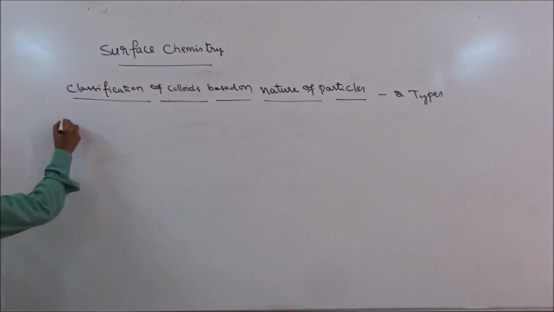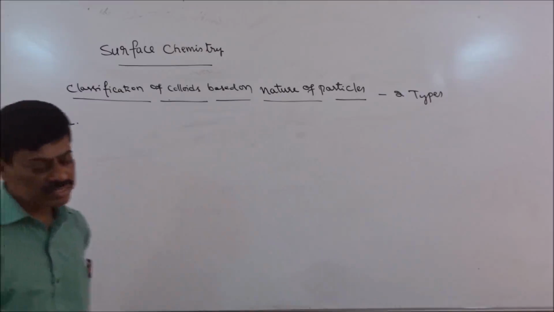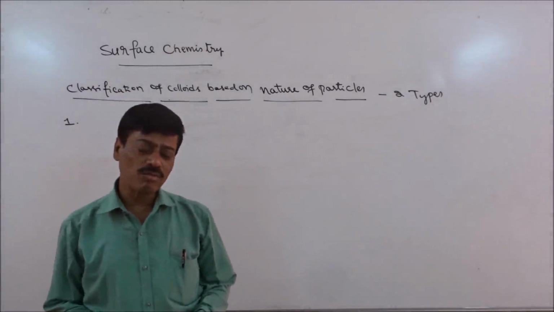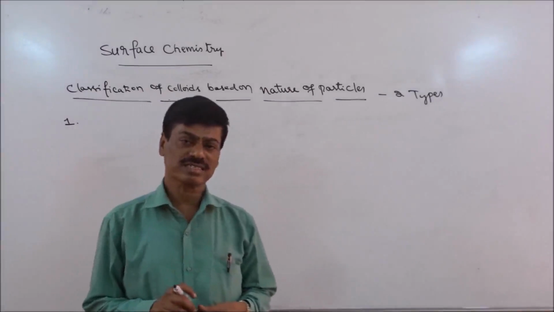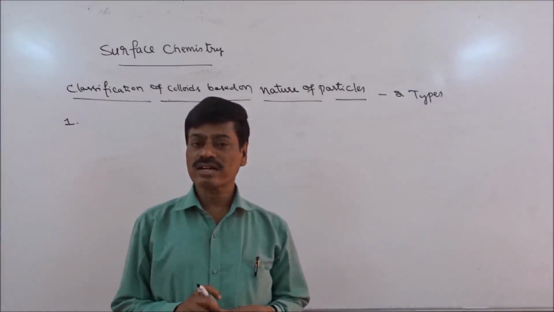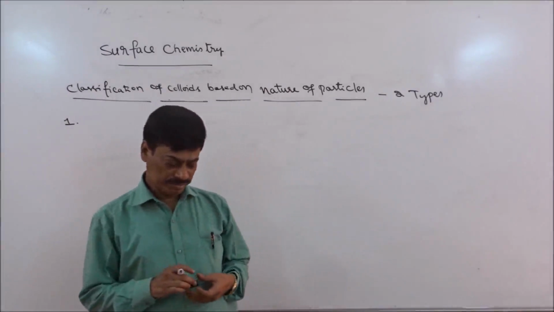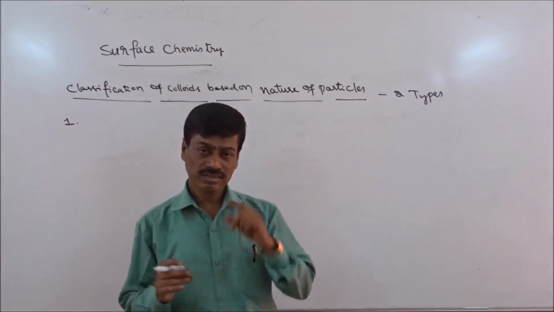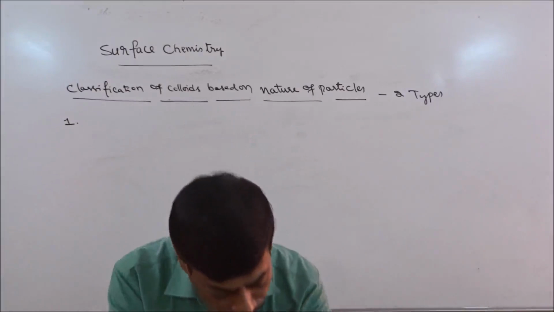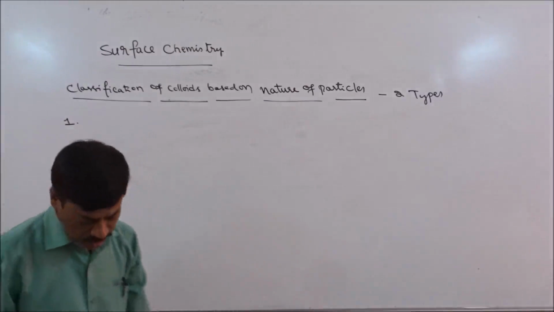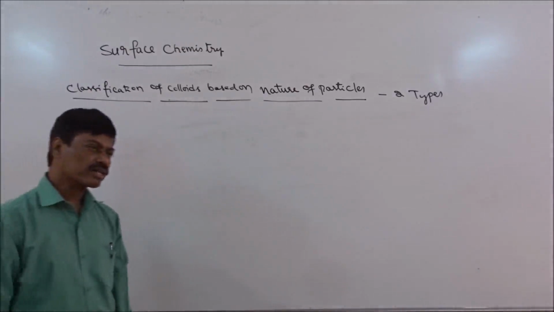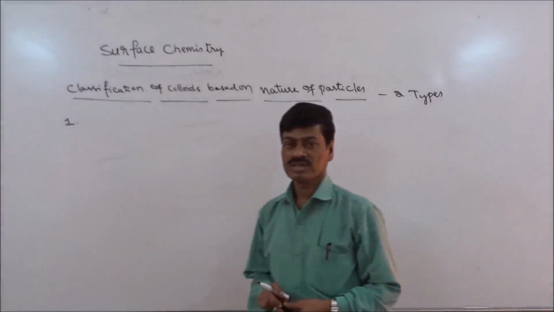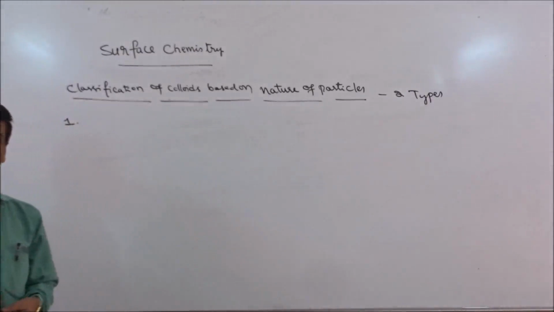First let us see the first type of colloid, that is macromolecular. In macromolecular we have particles of very big size. Those particles may be existing in nature or they may be synthetic, meaning man-made. And the second type of colloids are multimolecular colloids. Multi means many. So multimolecular and then macromolecular.